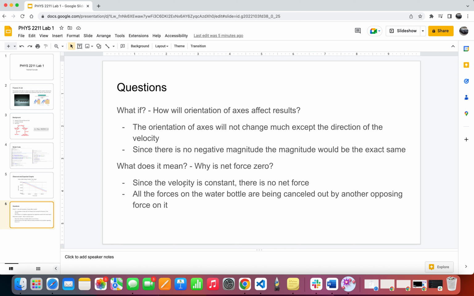But obviously, when I observed it, there was a little bit of net force because you can't account for everything, so there's a little bit of friction, right? And I couldn't get rid of that.